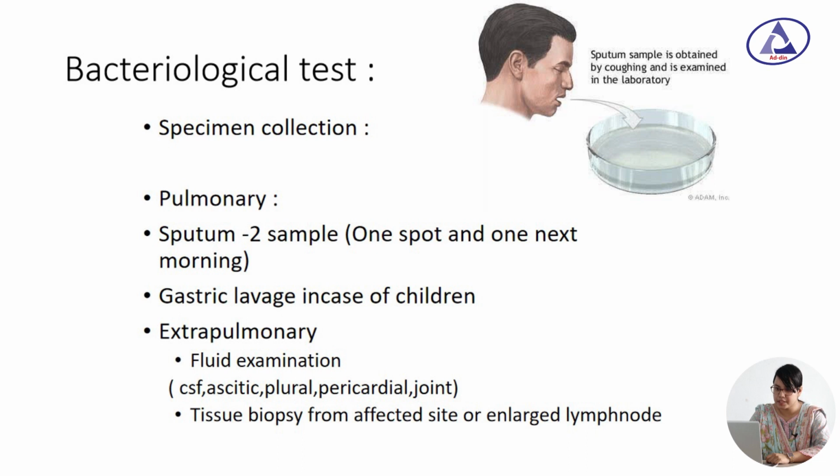Bacteriological test. Specimen collection from sputum. Two samples are taken, one on the spot and one the next morning. Gastric lavage in case of children. Extrapulmonary fluid examination such as CSF, ascitic fluid, pleural fluid, pericardial fluid. Tissue biopsy from the affected site or enlarged lymph node.